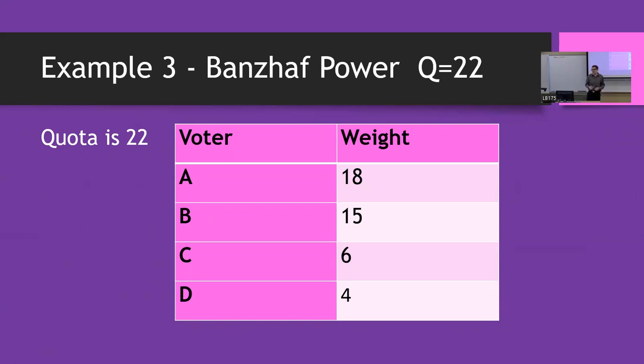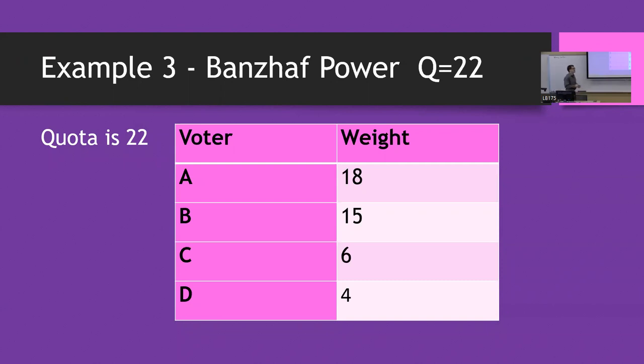And you can see A, B, C, D. We have 18 plus 15 plus 6 plus 4. Total votes, so that's 43 votes. And let's make the quota be 22. So that's basically just over 50%, right? So the quota is just over 50%. If the quota is 22, let's look at all of the winning coalitions.